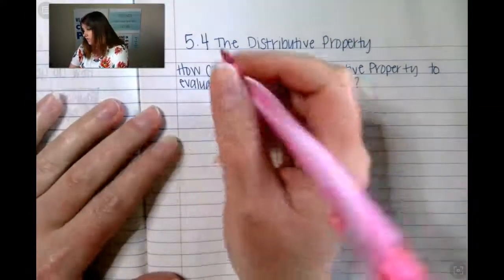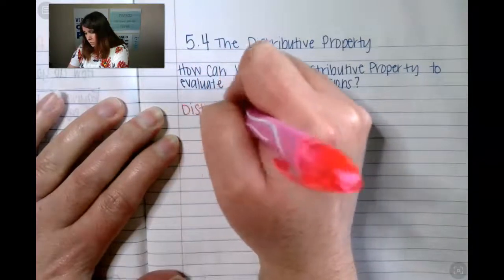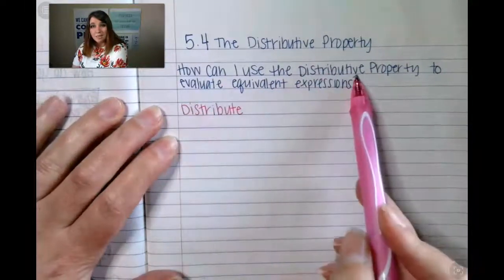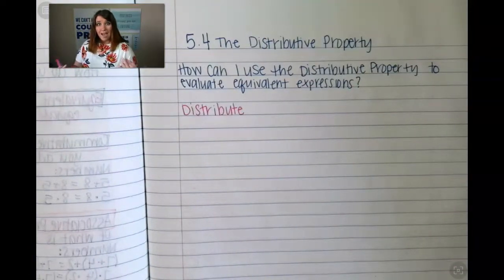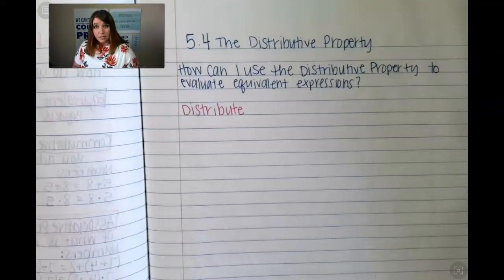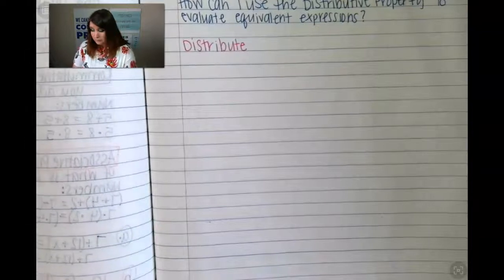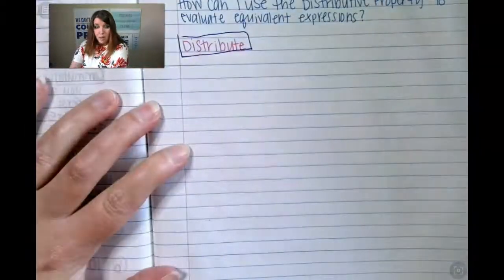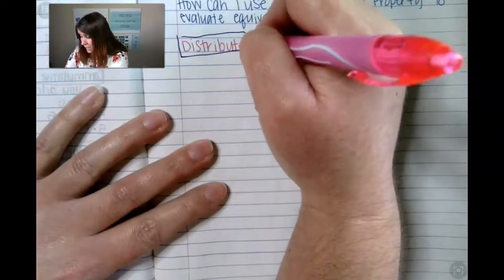Okay, so first let's talk about what the word distribute means. The word distribute is the base of distributive. Distribute means to share or to give out, to pass out. Distribute is sharing, and sharing means caring. So today we're going to learn that sharing means caring. The distributive property is all about giving. It's all about sharing. It's all about passing out equal amounts.